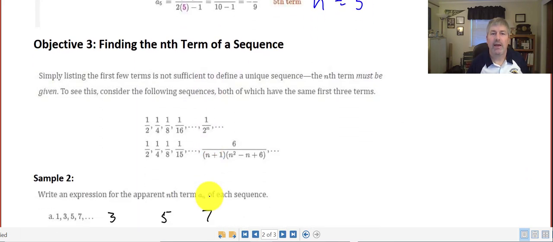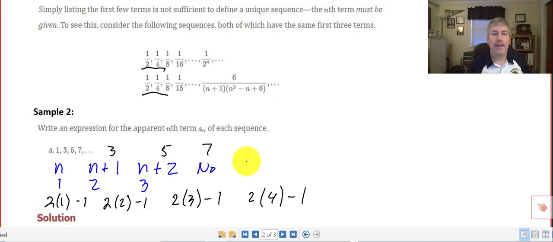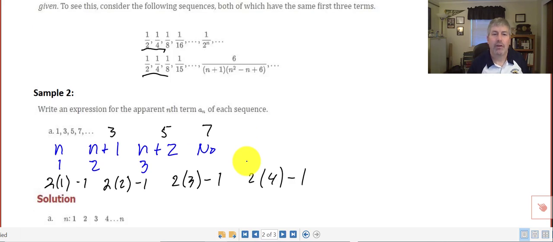Objective 3 is to find the nth term of a sequence. Simply listing the first few terms is not sufficient to define a unique sequence. The nth term must be given. Consider the following 2 sequences where the first 3 values are the same: 1/2, 1/4, and 1/8. But after that, they begin to take a turn. So these appear to be the same sequence, but they're not. They're different. So we'll be asked to write an expression for the apparent nth term of a particular sequence.